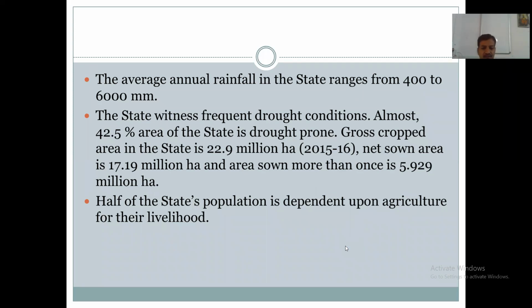So the gross cropped area is 22.9 million hectare, and the net sown area is 17.19 million hectare. The area which is sown more than once is 5.929 million hectare. These are the values for the year 2015 to 16. At present, they will have changed. Half of the state's population, 50%, is dependent on agriculture for their livelihood.